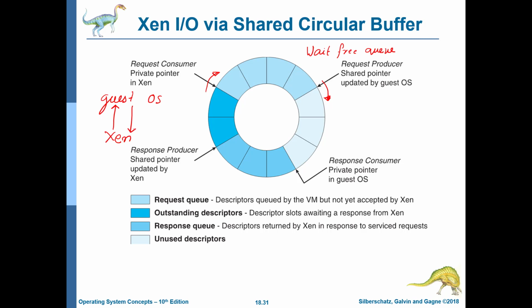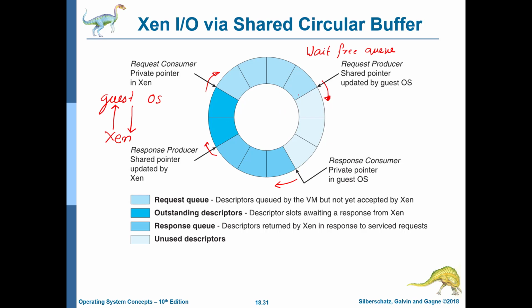So for the reverse path, again we have a response producer, which is Xen, and we have a response consumer, which is the guest OS. So the job of the guest OS is to consume responses. It will again move this way, consuming responses, and the response producer will be producing responses. So it will basically take these free blocks and add a response to it. Needless to say, both the queues cannot overlap, so a check is required to ensure that they don't overlap.